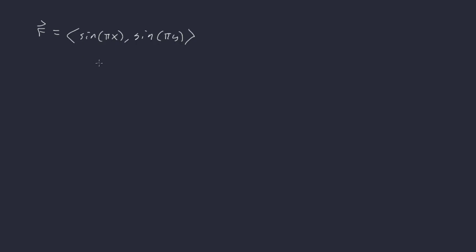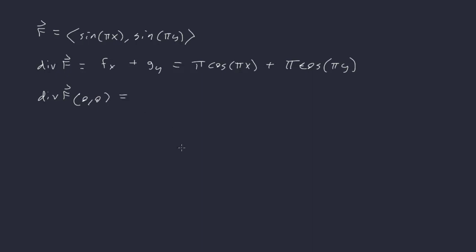Okay, here's one of my favorite examples. Capital F equals sine of pi x, comma, sine of pi y. So the divergence of F will be little f sub x plus little g sub y. Okay, so here we're going to get pi cosine of pi x plus pi cosine of pi y. Now, what I want to mention here is that at different points we're going to get interesting values. If we put in 0, 0, what we end up with is cosine 0 and cosine 0, so we'll get pi times 1 plus pi times 1, so we have 2 pi.